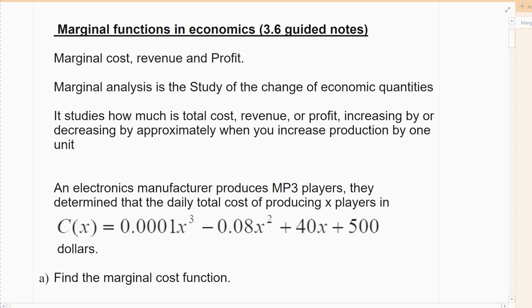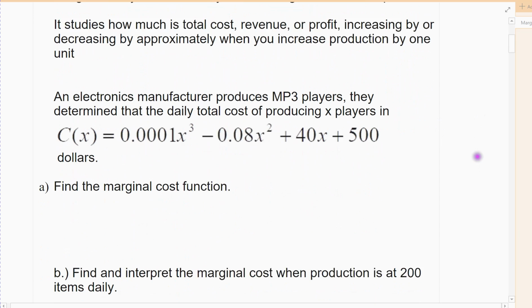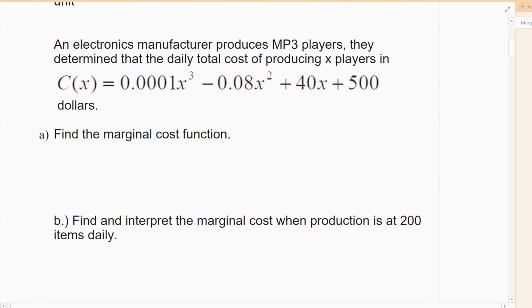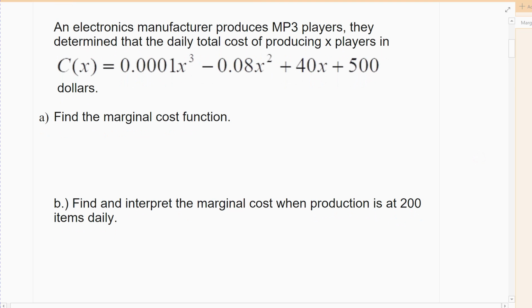And so I'm going to start off with my cost. I'm going to do an example of each: a cost, revenue, profit, and then an additional example of productivity so that you can see something that's not just cost, revenue, and profit. Starting off with cost, suppose that an electronics manufacturer produces MP3 players. They determine the daily cost for producing x of these players is given by that cost equation.